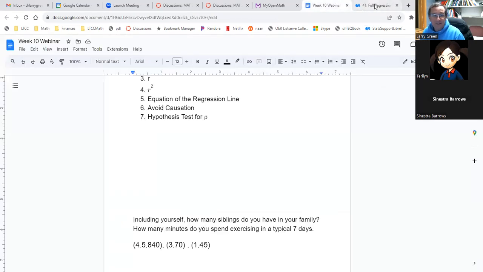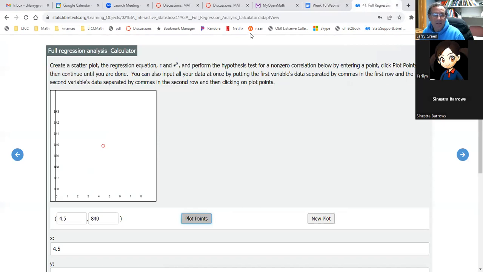And then the next was 3 comma 70. So now I can go 3, and I can go 70, and I can plot points. And what it just did is now there's 2 points. And hopefully you know that if you have 2 points, you could draw a line that connects the 2 points. Do you all agree? For any 2 points, there's always a line that connects them if they're different points. So we have a line, okay?